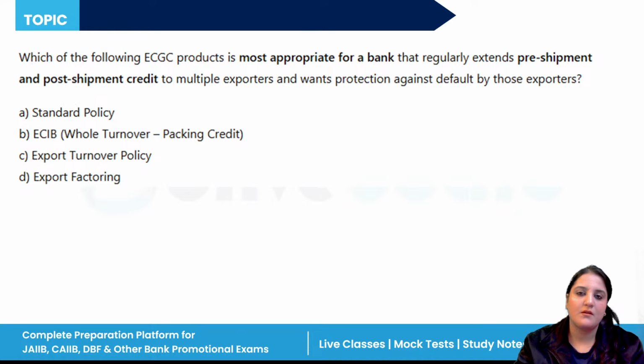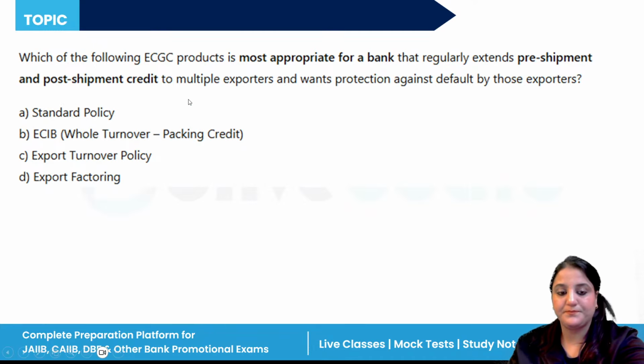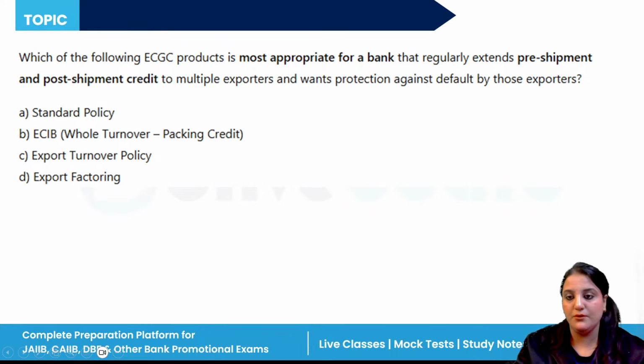Which of the following ECGC products is most appropriate for a bank that regularly extends pre-shipment and post-shipment credit to multiple exporters and wants protection against default by those exporters? Then we will do a question related to numericals.